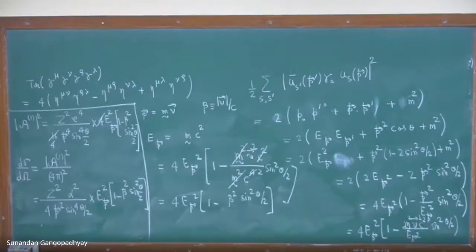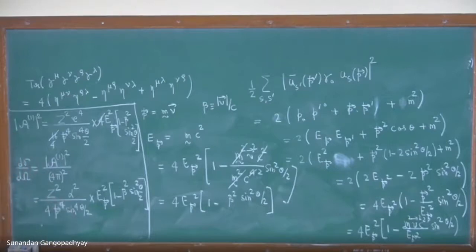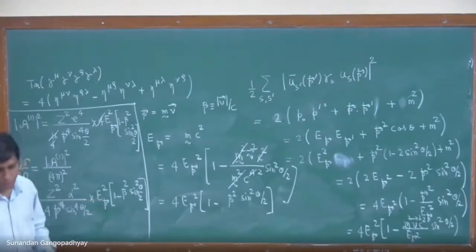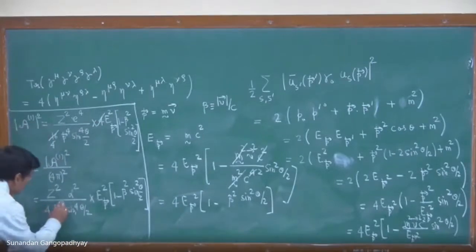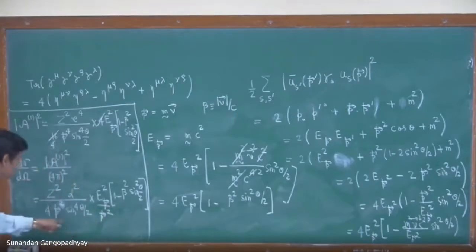And now what we can do is the following: p vector square, this p vector to the power 4. Are you clear up to this point of this result? Yes, sir, I think it is okay. Now you can once again see that you have the E_p square. So E_p square, you can make this p square and divide this by p square. So that gives you a p to the power 4.